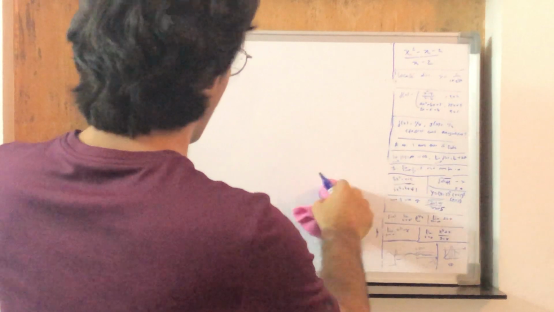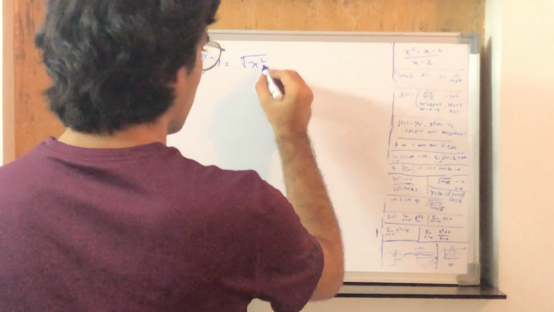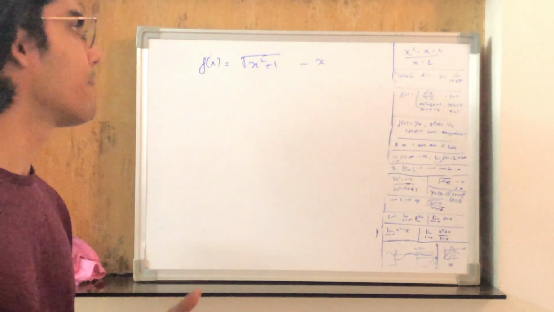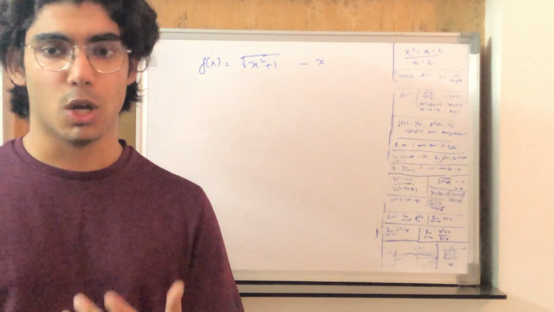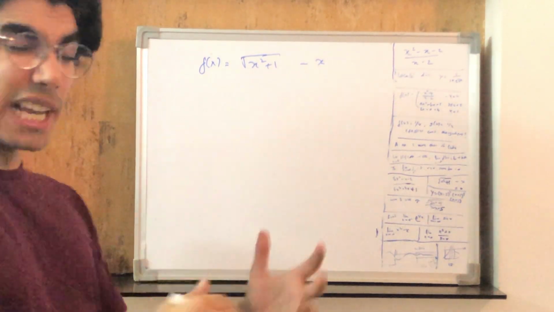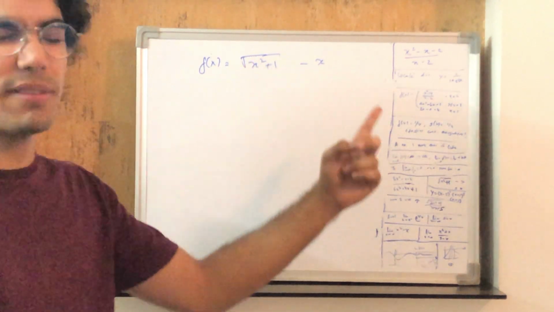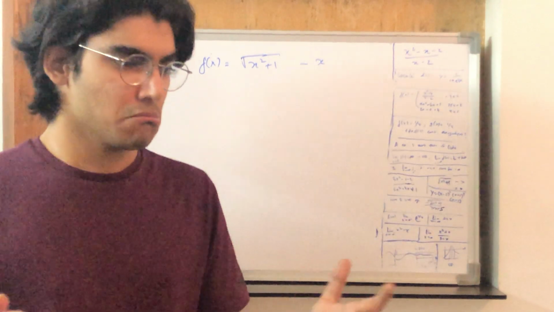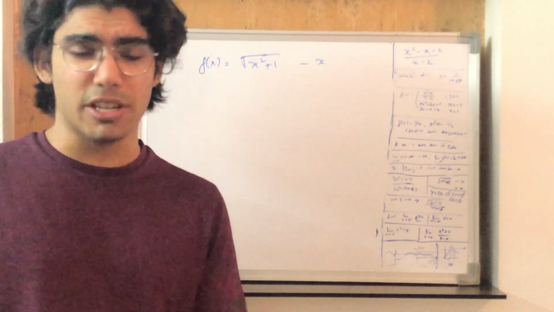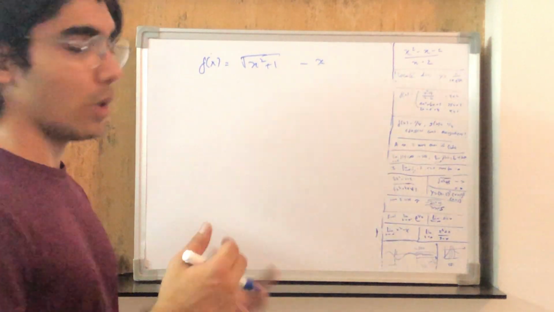Let's say I have this function, root of x squared plus 1, minus x. Again, if I'm asked about the horizontal asymptote, I have to find the limit when x is approaching infinity. And if I just plug in infinity, I'm going to get root infinity minus infinity, which doesn't make sense. I can't evaluate infinity plus infinity or infinity minus infinity, especially infinity minus infinity. It's just weird, right? What do I do?